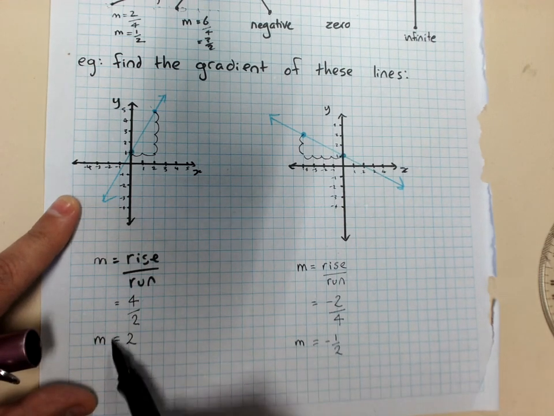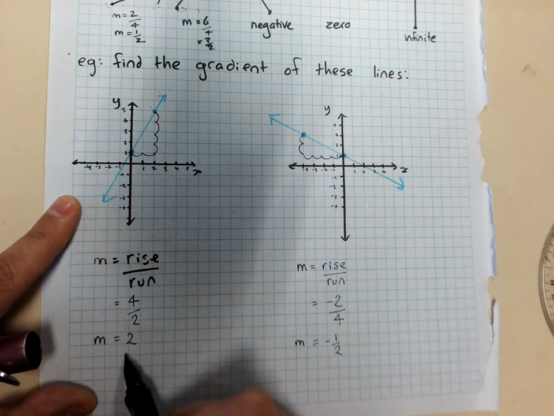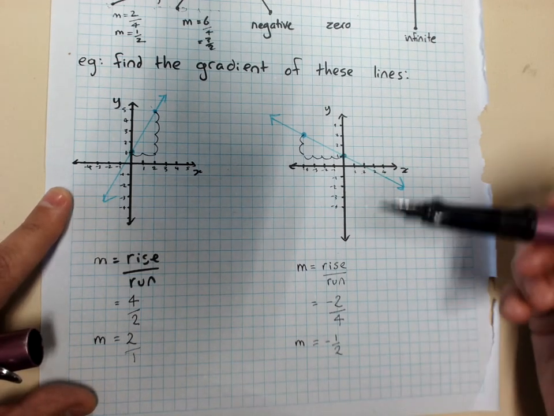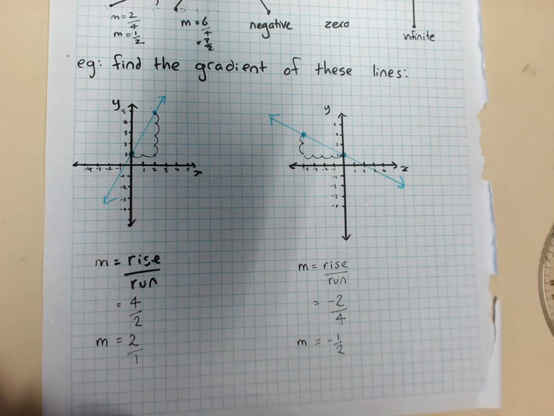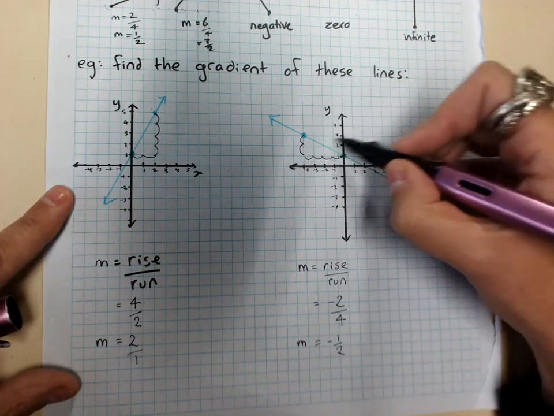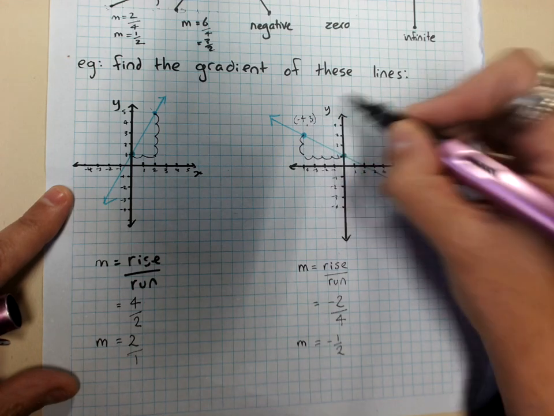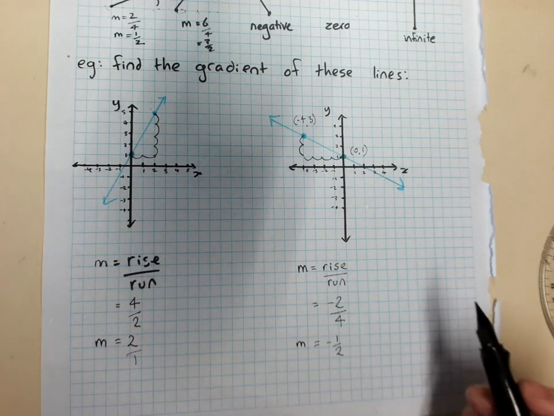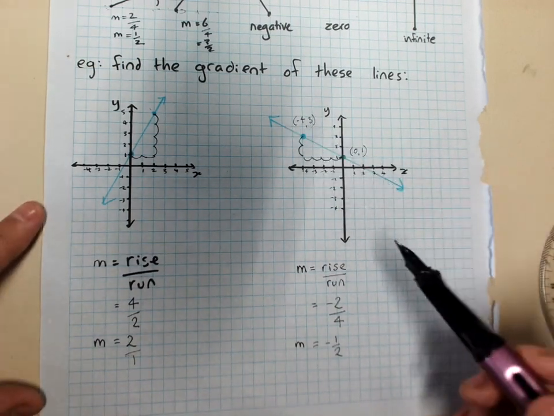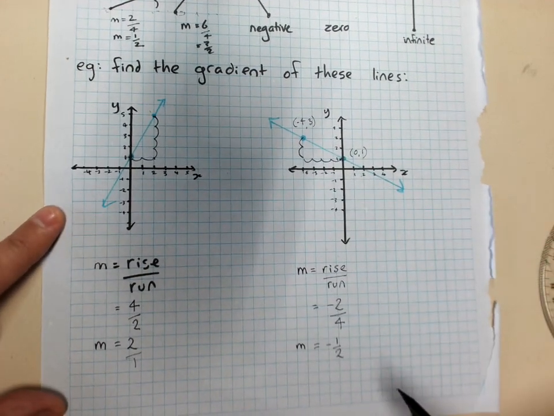A gradient can be a whole number or a fraction. When it's a whole number, it's actually got over 1, but we'd just think of it as a whole number. So that's how you get a gradient from a graph. If you're asked to find a gradient between 2 points, because this point is negative 4, 3, and this point is 0, 1, then the easiest way is just to graph those 2 points, find the rise and the run from the graph, and get your gradient that way.